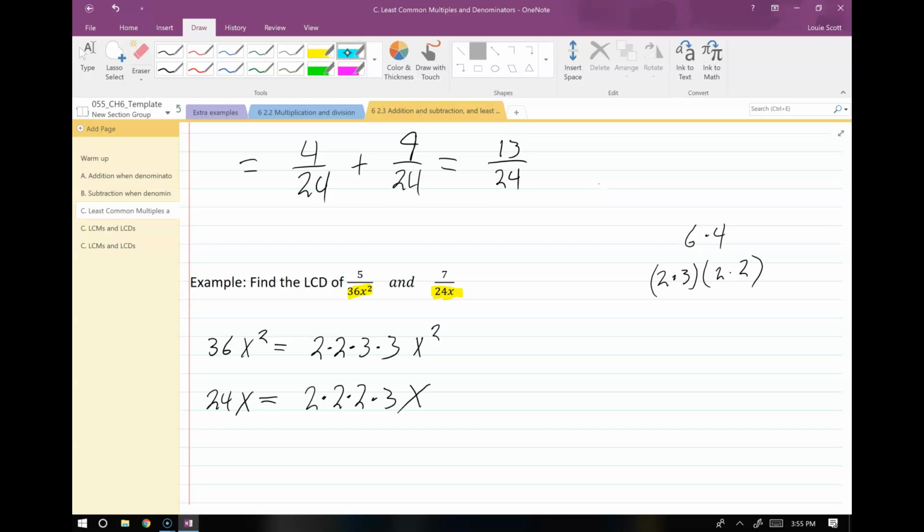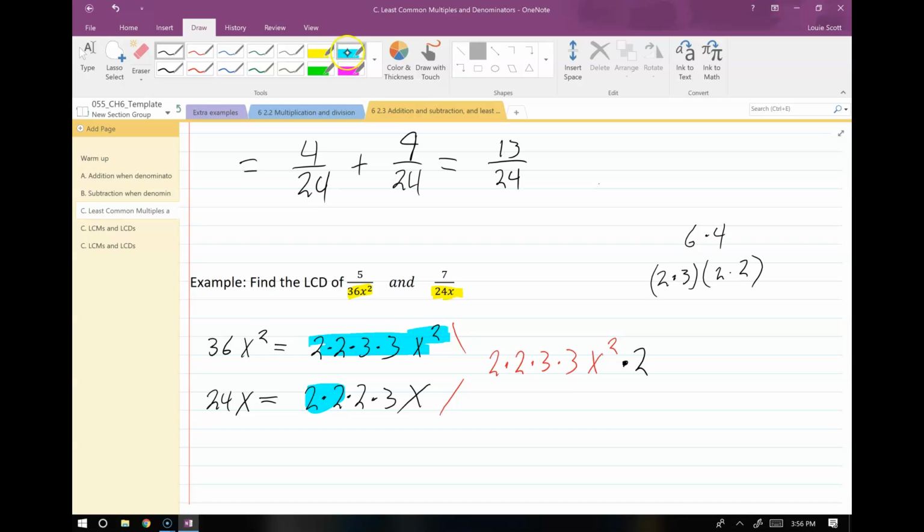I want to select one. I'm just going to select the larger one. That usually makes things a lot easier. I write it out: 2 times 2 times 3 times 3 times x squared. And then I ask, is this missing any factors from the lower one? Well, the lower one has 3 factors of 2, and the thing we just wrote out only has 2. So we need to multiply one more factor of 2 in here.